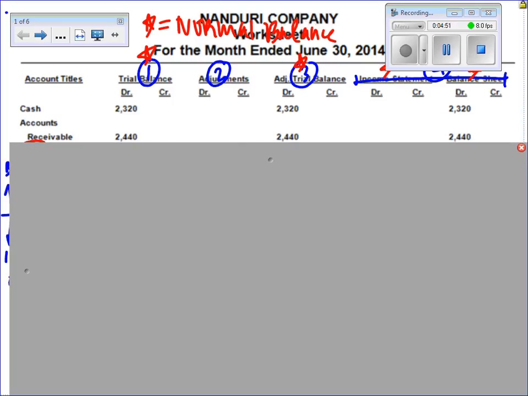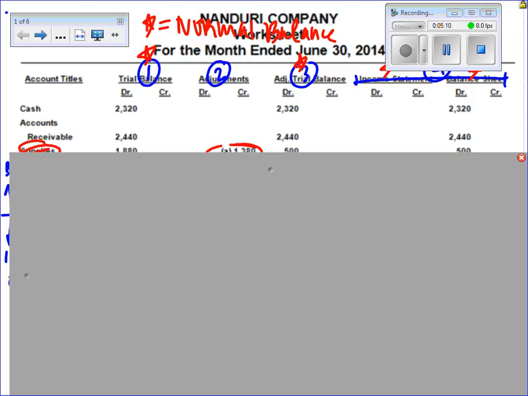AR, jump in that car. Again, it's annoying because it's on 2 lines. Yours is on 1 line. Jump in that AR car, $2,440. Cruise right through the adjustments because we didn't adjust AR in this case, and it's still a debit balance.